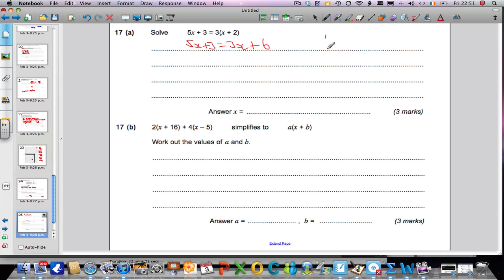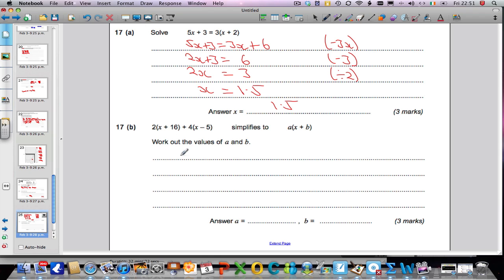So taking away 3x from both sides, we get 2x plus 3 must be equal to 6. And then I'm going to take 3 away from both sides. We get 2x must be equal to 3. 6 take away 3 is 3. And dividing both sides by 2, we get x must be equal to 3 divided by 2, which is 1.5. So that's your correct answer.